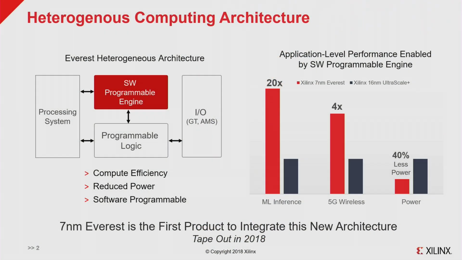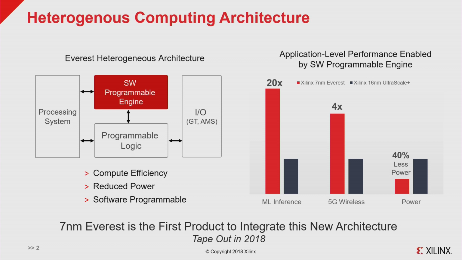So this slide just tries to capture what Xilinx announced back in March. As I said, Everest is the next generation architecture. It's a heterogeneous architecture built of processing subsystem, programmable logic, programmable I/O, and then there is this hardware-software programmable engine. In the rest of the presentation, just for simplicity, I'm going to call it a software programmable engine, and I'm going to slowly walk you through the key innovations in this block.